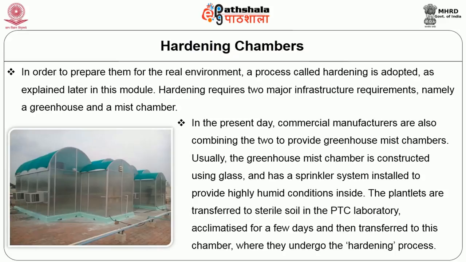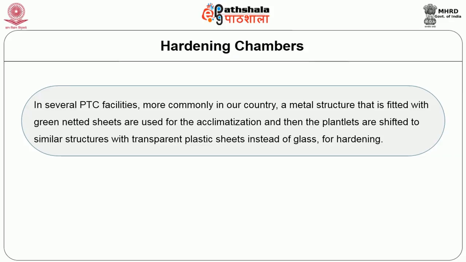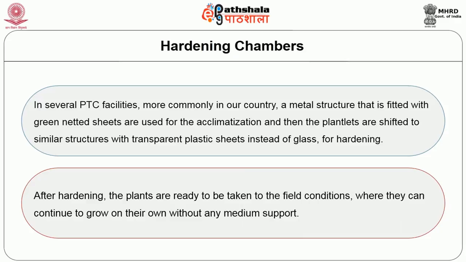In several PTC facilities, more commonly in our country, a metal structure that is fitted with green netted sheets is used for the acclimatization, and then the plantlets are shifted to similar structures with transparent plastic sheets instead of glass for hardening. After hardening, the plants are ready to be taken to the field conditions where they can continue to grow on their own without any medium support.